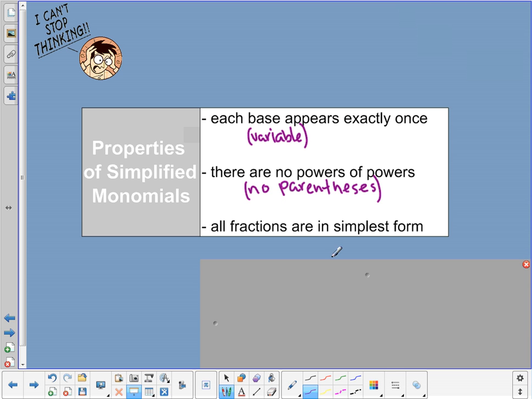And the last one, all fractions need to be in simplest form. So just like we would reduce a fraction if it were alone, when the fraction has some variables with it, we still need to reduce it. We need to make sure it's in simplest form. All right, so let's take a look at number 1.